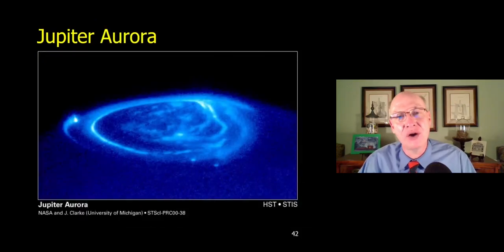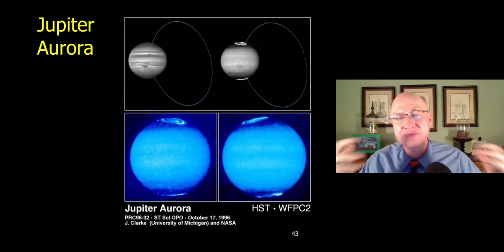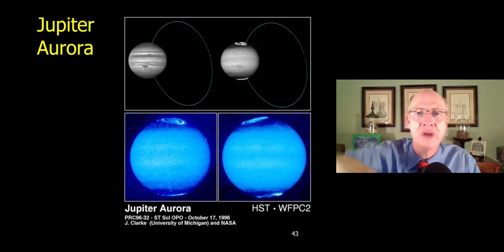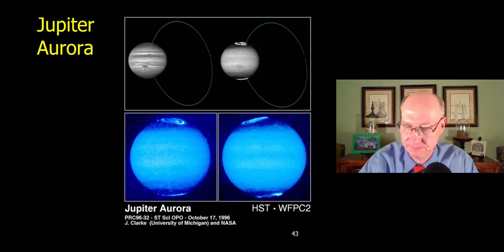What we're seeing here are particles that are coming off Jupiter's moon Io, and those particles are getting trapped in the magnetic field. They're getting accelerated along the magnetic field, and then when they hit the atmosphere of Jupiter, they excite the atmosphere to glow, and it gives us that beautiful aurora on Jupiter.